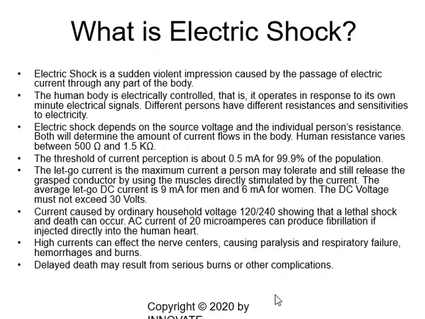Now, the let-go current is the maximum current a person may tolerate and still release the conductor they have grasped, despite the muscles being directly stimulated by the current. We call it the let-go current. The let-go DC current is 9 milliampere for men and 6 milliampere for women, with a DC voltage that must not exceed 30 volts.